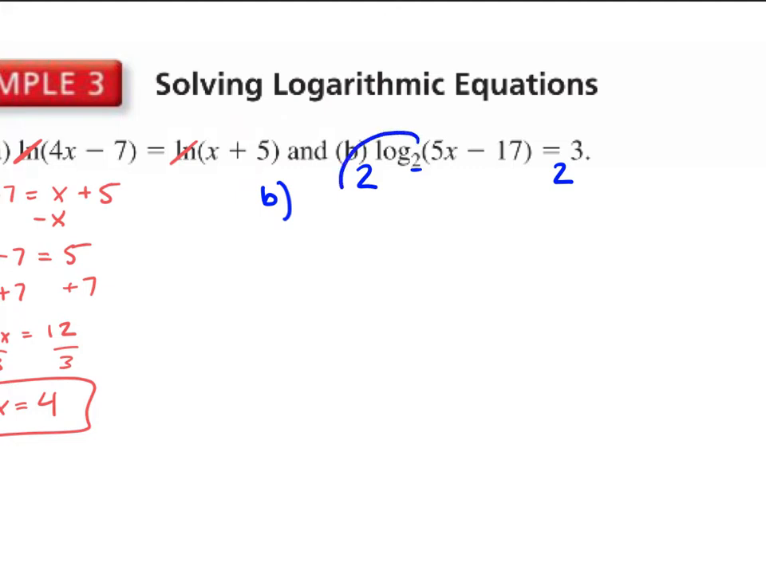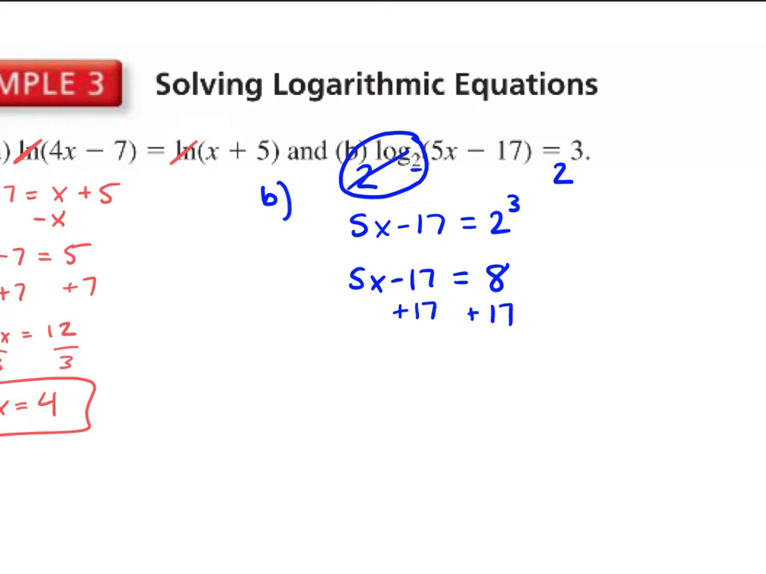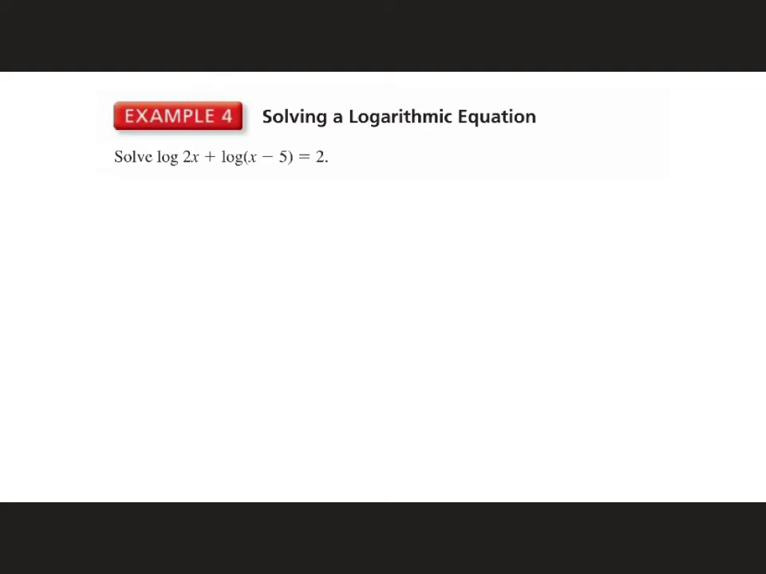What happens to 2 to the power of log base 2? Cancels. So then we're just left with 5x minus 17 is equal to 2 cubed. What's 2 cubed? 8. So 5x minus 17 is equal to 8. How do we solve for x? So 5x is equal to 25. What do we get for x? 5. That's our answer.